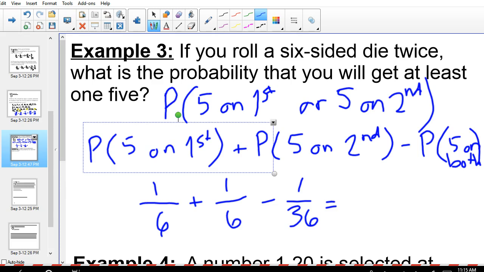So if you get 5 on the first roll, then you're done. You rolled the die, then it's true. You rolled at least once, right? And if you get 5 on the second roll, it's true. You rolled it at least once. But there's a possibility that you rolled 5 on the first and 5 on the second, and we don't want to count that double. So that's where we have to subtract out that possibility that it was on both.